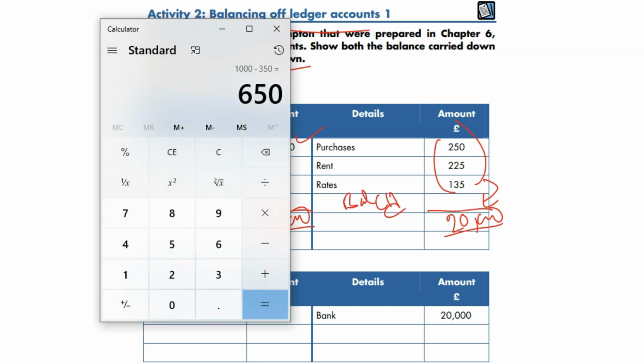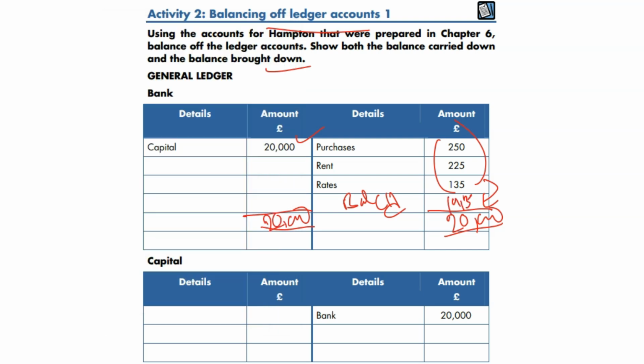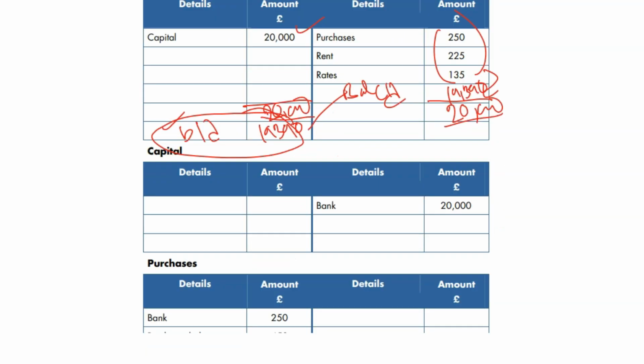Here, taking the calculator on screen. 20,000 minus 250 minus 225 minus 135. How much is there? 19,390. Nice and good. 19,390. That's your balance BD brought down. What does this balance BD on the debit side indicate? That means you have more money and less expenses in the bank account. So it's a debit balance.